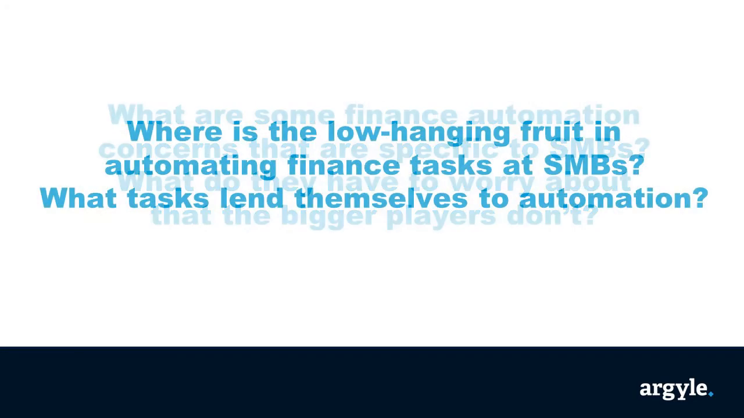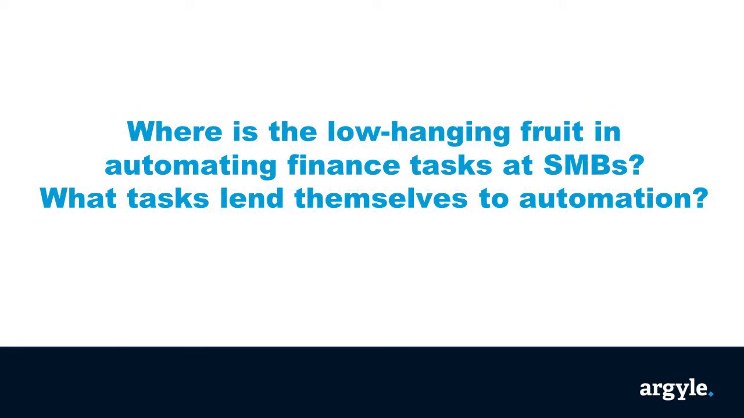Great, thank you. The next question is, where's the low-hanging fruit in automating finance tasks at SMBs, and what tasks lend themselves to automation? Okay. So the low-hanging fruits that you can automate depend on your company itself. Here at Yamamoto, the first task that we automated was our AP process. It's a very low-hanging fruit, mostly data entry work is what we were doing. So by automating, that was definitely one of those easy tasks that we could do.